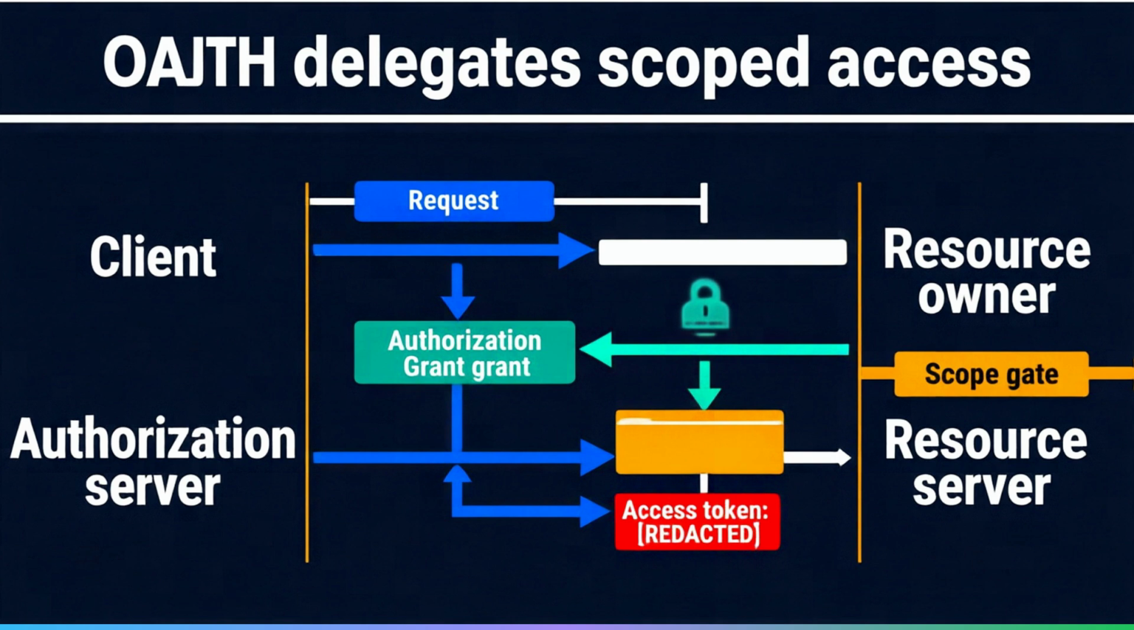The client exchanges that authorization grant with the authorization server for an access token. Then, the client presents the token to the resource server, which enforces its scope before returning the protected resource. The token grants only the approved access, and it still needs HTTPS in transit.